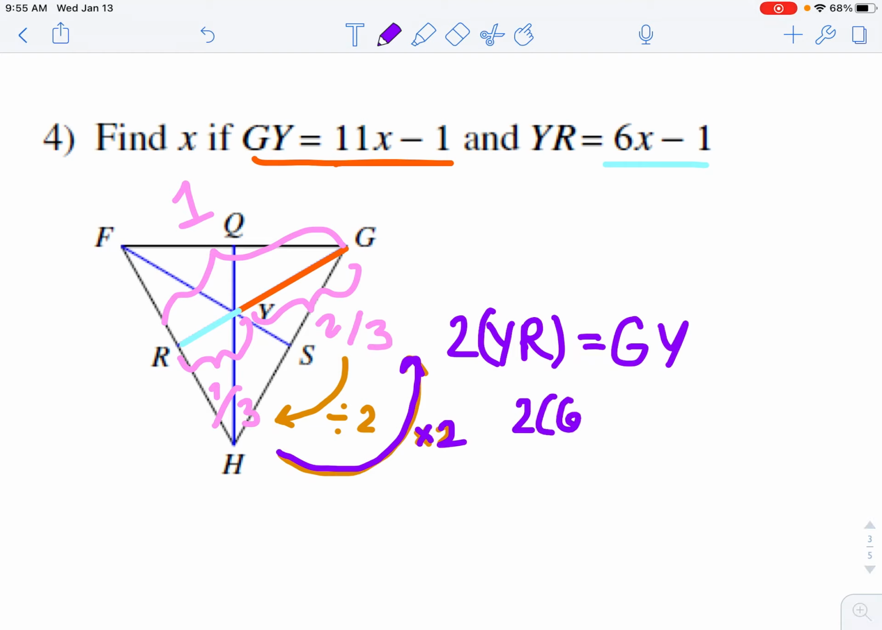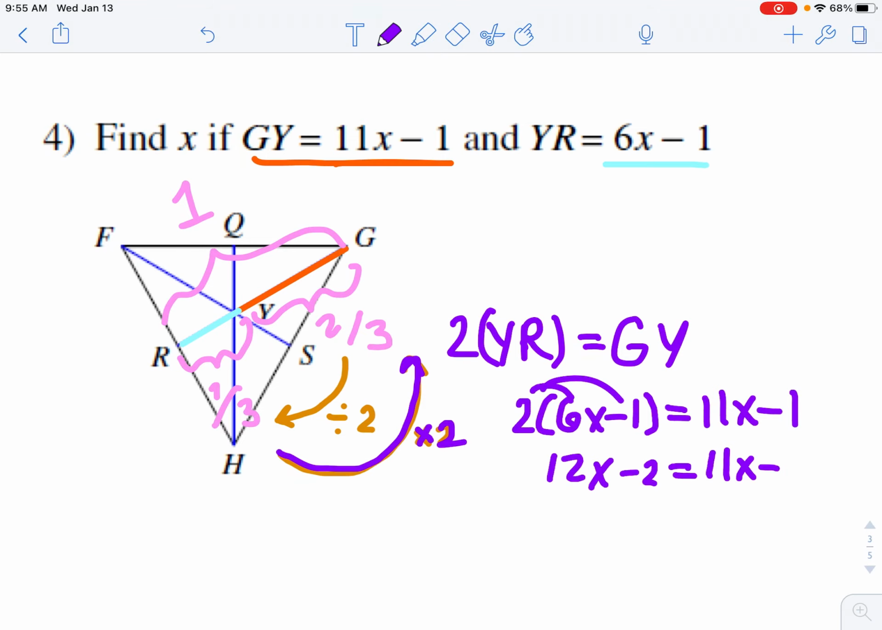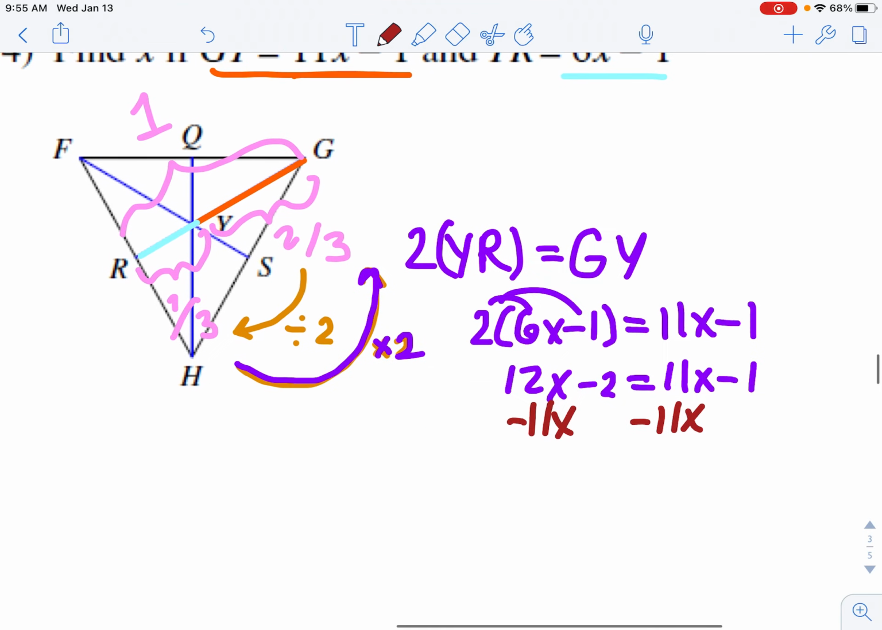So I'm going to do 2 times 6x minus 1 equals 11x minus 1. All right, 12x minus 2 equals 11x minus 1. Subtract 11x from both sides. 12x minus 11x is x, so x minus 2 equals -1.